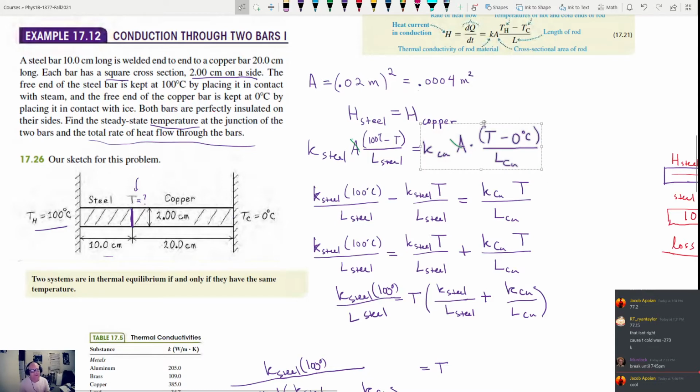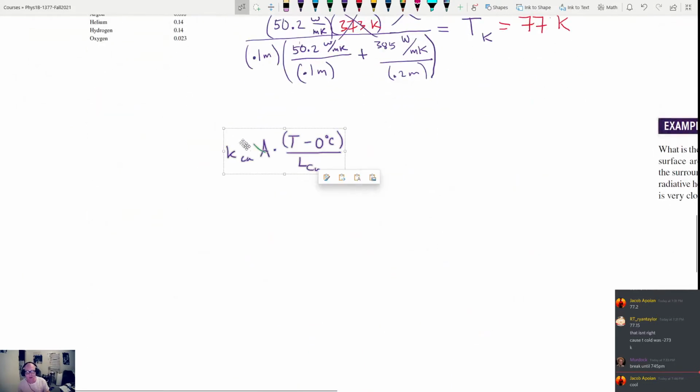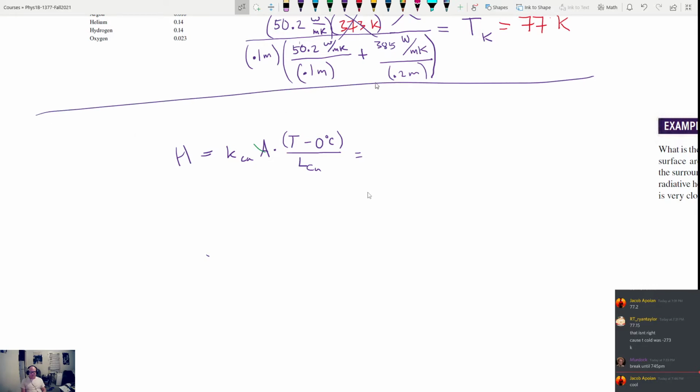So what we'll do is we're going to take that, which we know is the heat flow through the copper. We'll come down here, and we're just going to calculate what it's equal to. They both should be equal, so either one that we calculate, we should get the same answer. So for the heat flow of the copper, we're going to use the copper conductivity coefficient, which is this one, 385 watts per meter Kelvin.